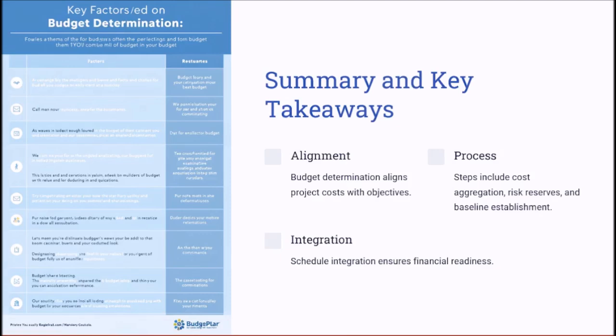To summarize our session on determining the budget, it's a critical process that aligns the project costs with its objectives. It involves steps like cost aggregation, risk reserve addition, and cost baseline establishment. Integrating the budget with the schedule ensures financial readiness and enables smooth project execution.